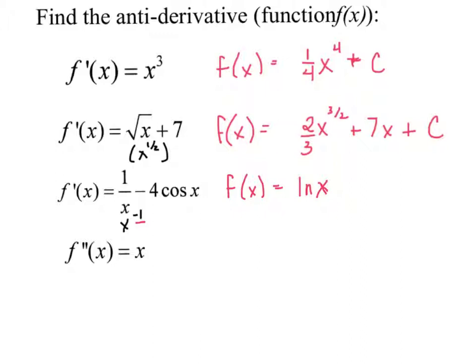Okay. Well, the antiderivative of cosine is sine, so this will stay with the subtraction. We won't change signs there. And then we put a plus c.